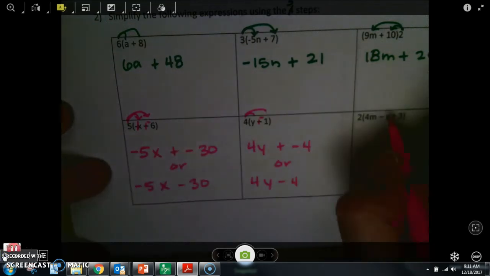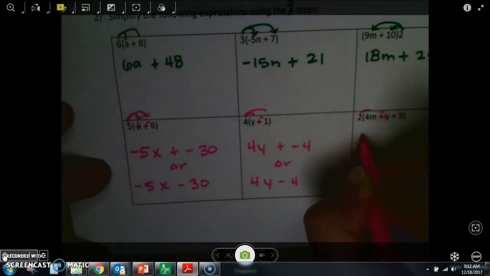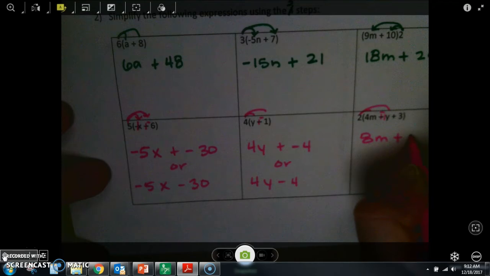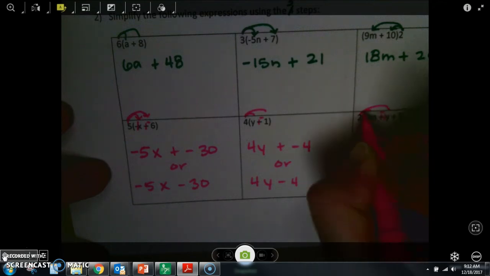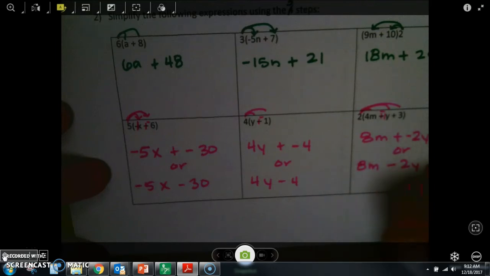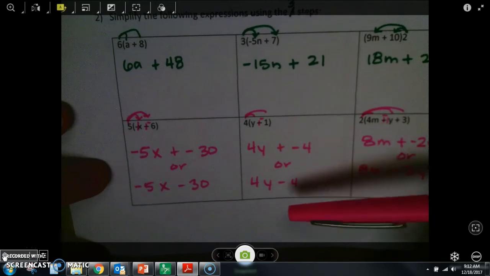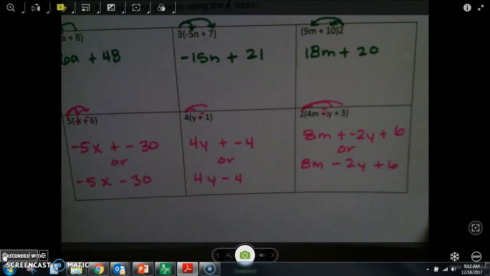Next one, I have a minus sign, so I'm going to change it to plus negative, and remember that's like negative 1y. So 2 times 4m is 8m, plus 2 times negative 1y is negative 2y, plus 2 times 3 is 6. Or I could change it to 8m minus 2y plus 6. Sorry, I'll scoot that over so you can see.